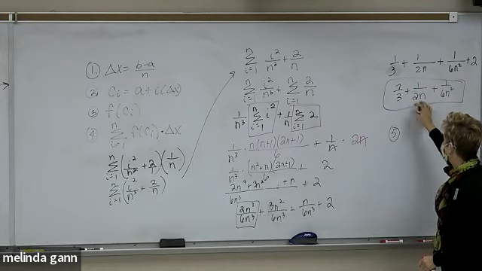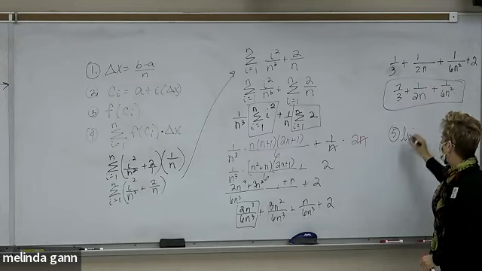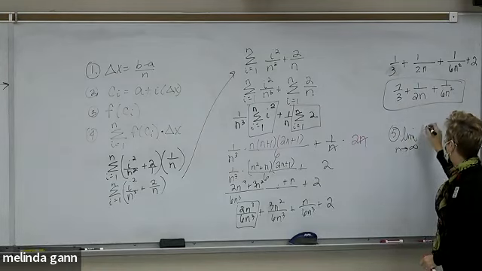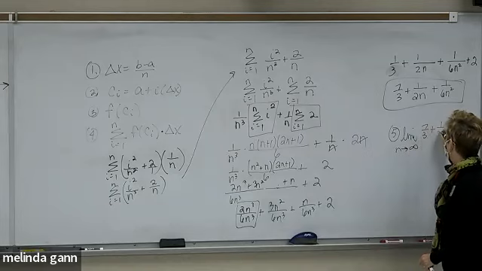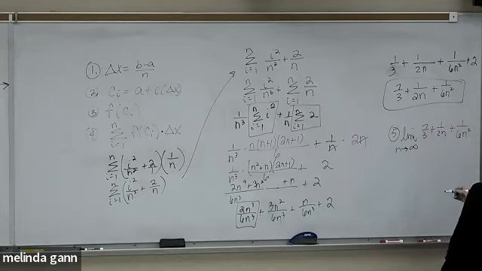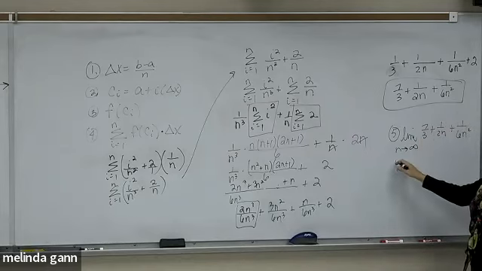What do I do with this answer? I take the limit as n increases without bound. 7 over 3, 1 over 2n, 1 over 6n squared. Okay, so what's the limit of a constant? Cal 1, what's the limit of a constant?